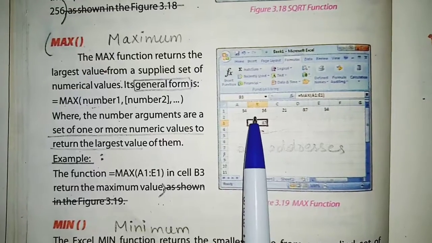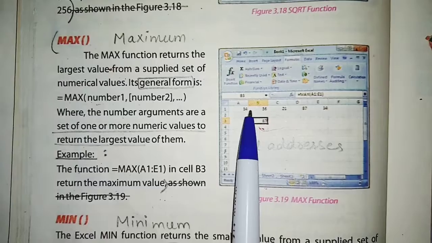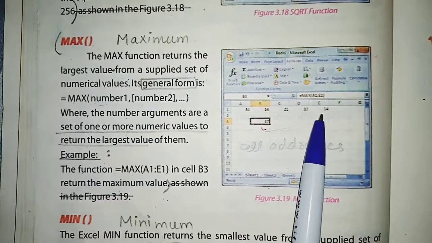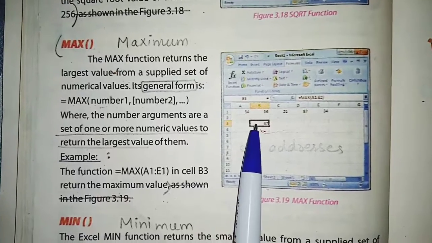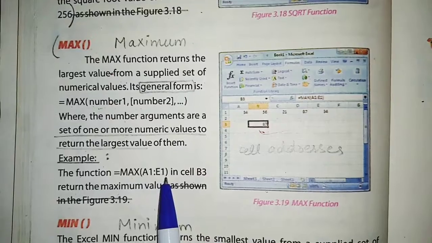Here in the figure we can see that data values or numerical values are in cells a1 to e1, and in cell B3 the maximum is calculated using this formula of max with the cell range a1 to e1.